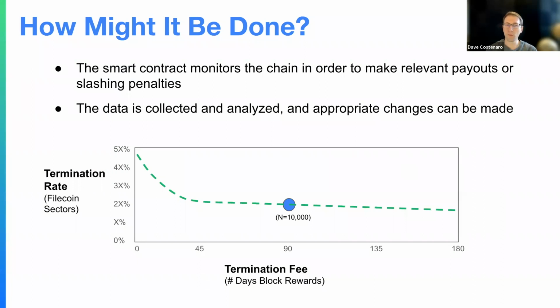So once you've done that, the smart contract then monitors the chain in order to make any relevant payouts or slashing penalties that are incremental to what's happening on the protocol. So it's as if you're getting the cryptoeconomic parameters that are in the experimental design. Once you've completed all of these sectors, then you see how many people terminate, how many fault fees you get, what the block rewards are. You can now compare all these things.